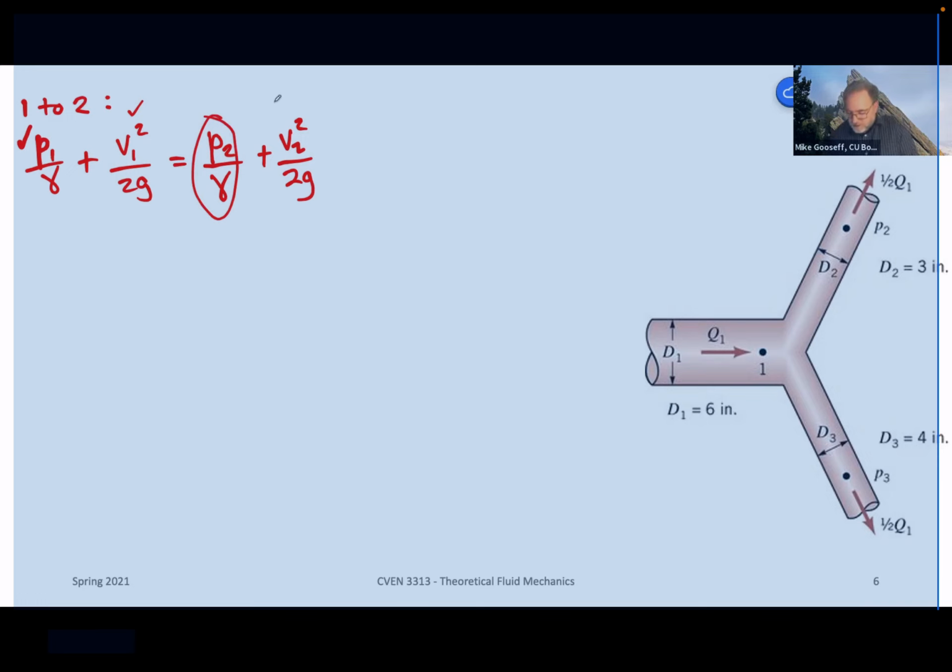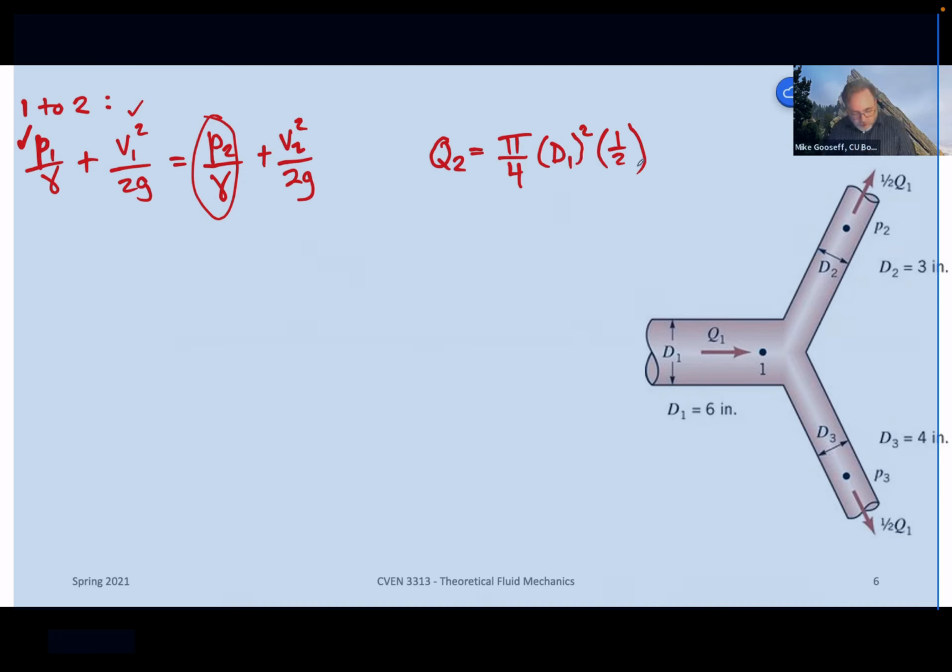All right, so let's do that real quick then. So we said that Q2 is equal to basically pi over 4 times D1 squared times V1, and then we're going to multiply that by 1/2 essentially. Okay, so in other words, that's just 1/2 Q1. All right.